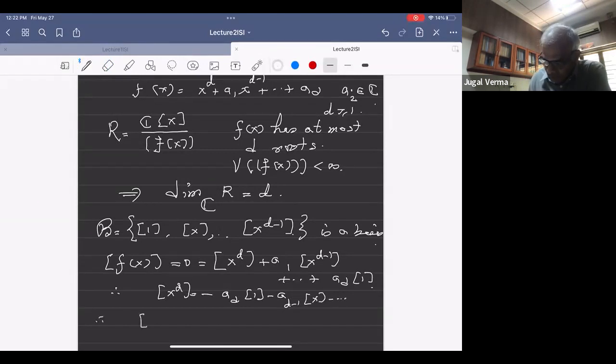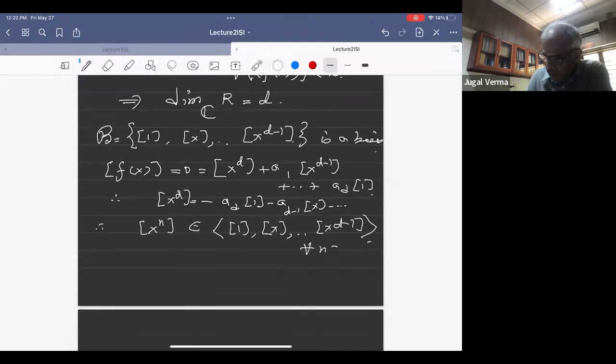So therefore, the residue class of any power x^n belongs to the subspace generated by 1, x, ..., x^(d-1), for all n bigger than or equal to d. So it's a generating set. These d residue classes generate R mod I, but they are also linearly independent. These elements, they are linearly independent.